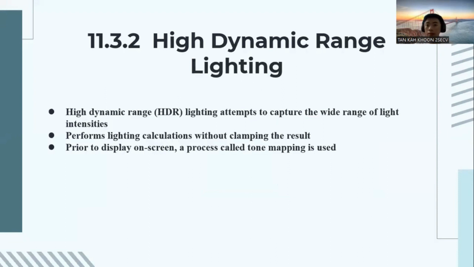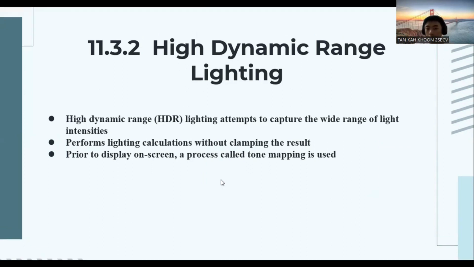Next, we will go to high dynamic range lighting, or HDR lighting, which attempts to capture a wide range of light intensity. It performs the lighting calculation without clamping the result, and in order to display it on screen, a process called tone mapping is used to shift and scale the image intensity range into the range supported by the display device.